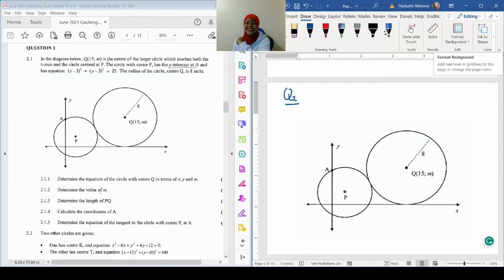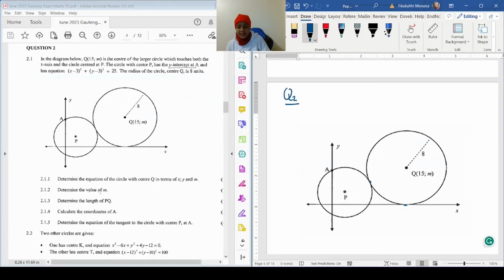All right, so let's see. It says in the diagram below, Q is the center of the largest circle, which touches both the x-axis and the circle centered at P. Okay, so we can see where it touches it, right there, and there it touches the x-axis.